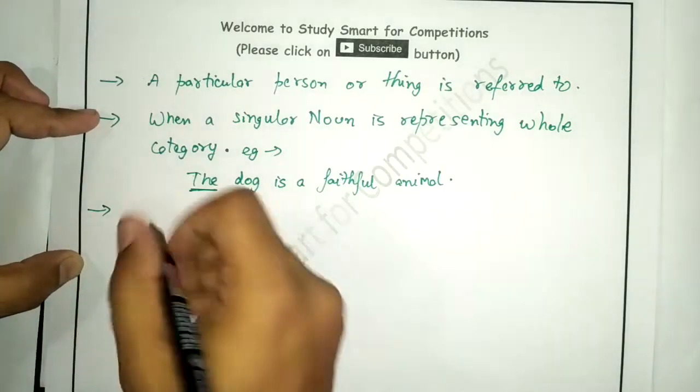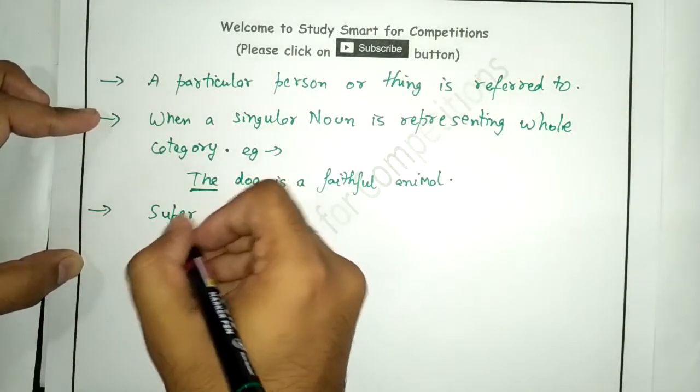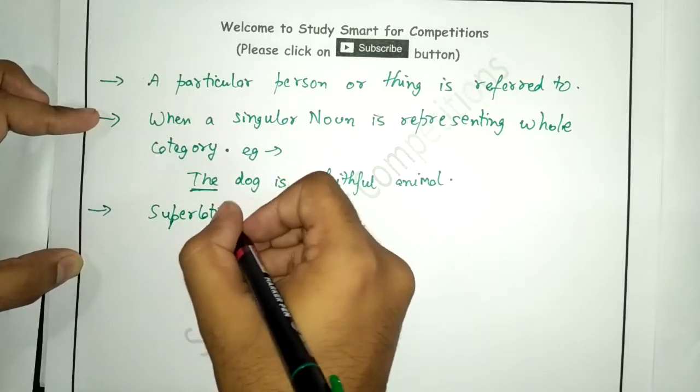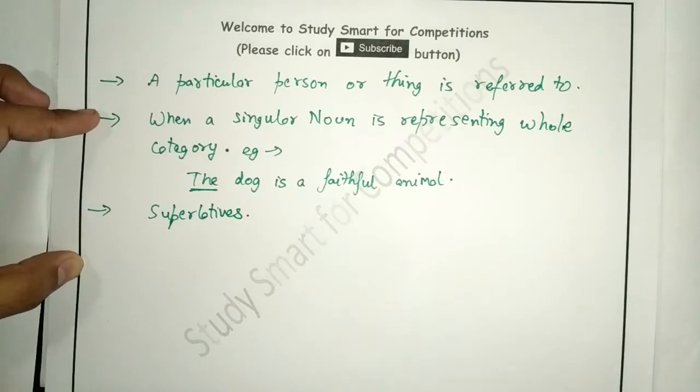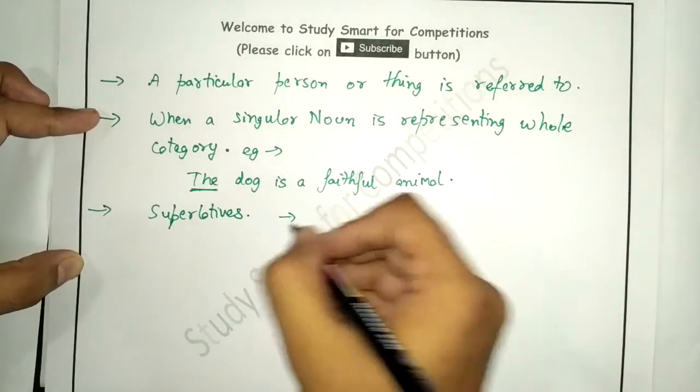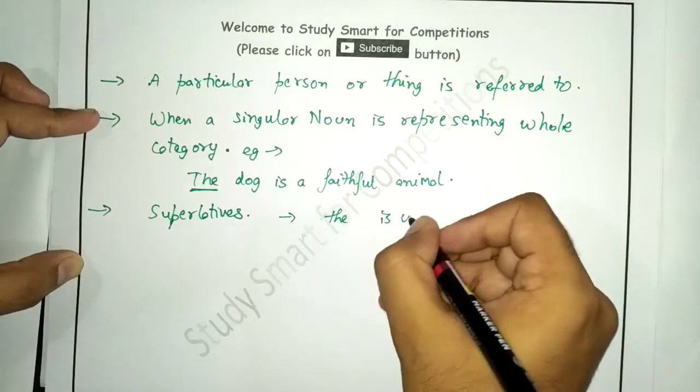The is used for superlatives. Everyone would be aware of this point, right? For the third form, like the most, the most beautiful girl, the best, all these kinds of words, the is used.